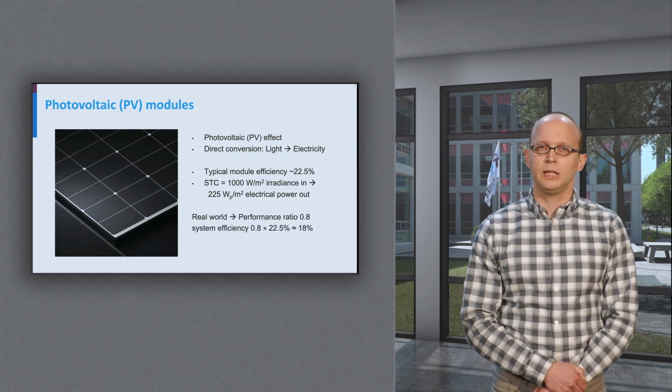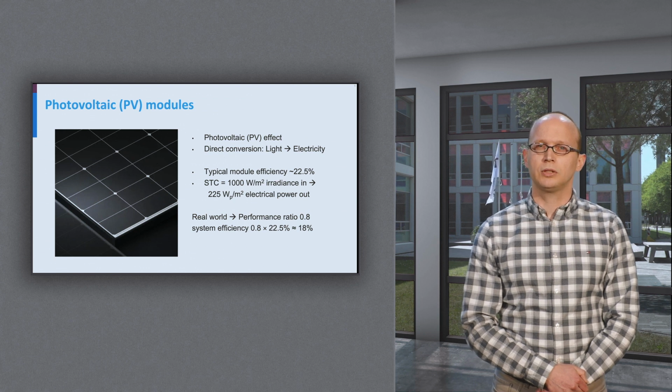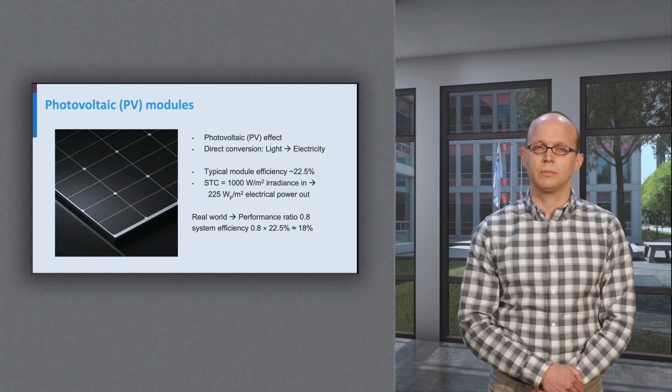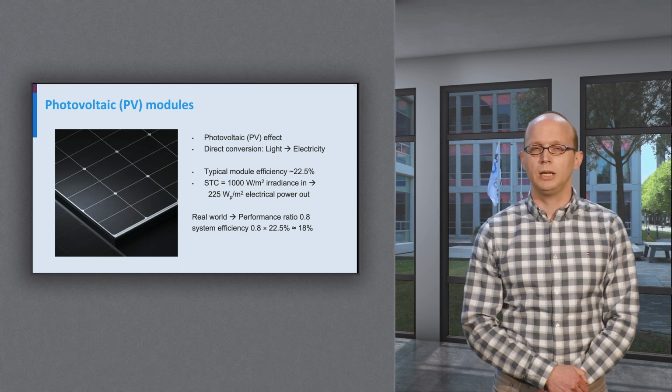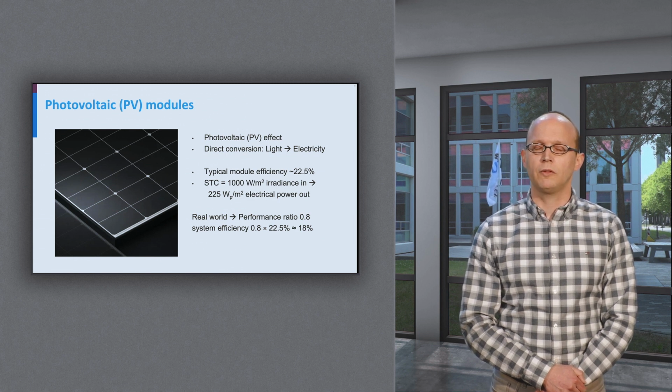Real-world conditions are usually less ideal than standard test conditions. In addition, we must account for system losses, such as the conversion from direct to alternating current. Therefore, to estimate the real-world system efficiency, we multiply the STC efficiency by the performance ratio, which is typically around 0.8. This gives us a typical real-world efficiency of about 18%.